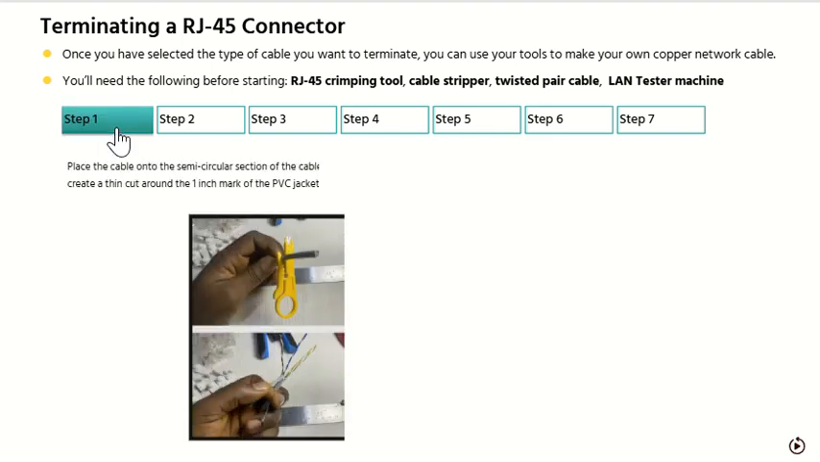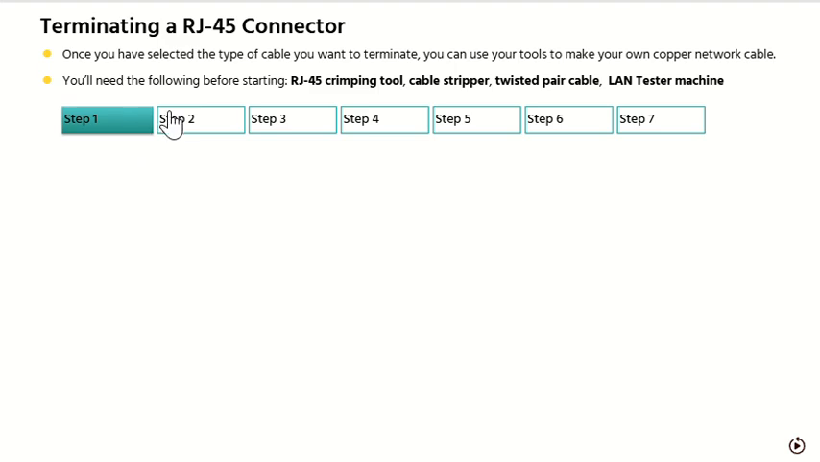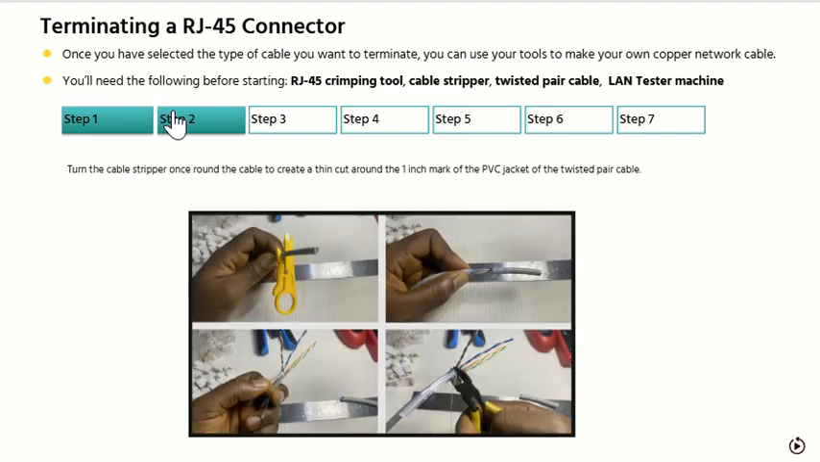Approximately 1 inch from one end of the cable. Place the cable onto the semicircular section of the cable stripper 1 inch from the end. The blade of the cable stripper should be touching the PVC jacket of the cable just slightly. Select the next option. Turn the cable stripper once around the cable to create a thin cut around the 1 inch mark of the PVC jacket of the twisted pair cable. Be careful not to cut the color-coded insulation cover of the individual copper wires.